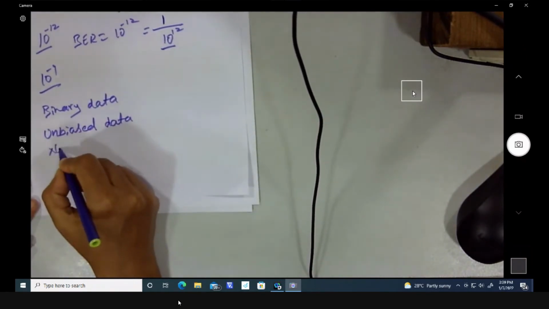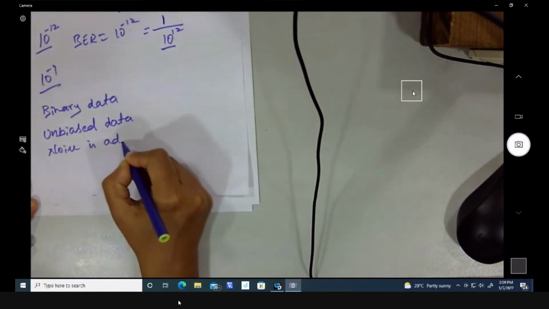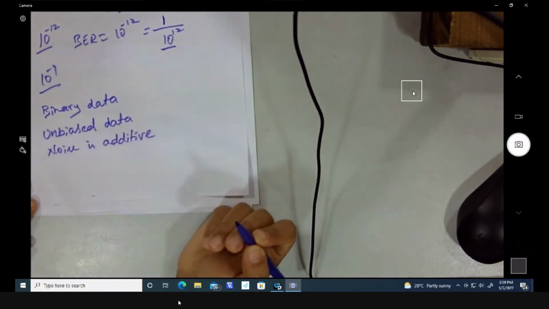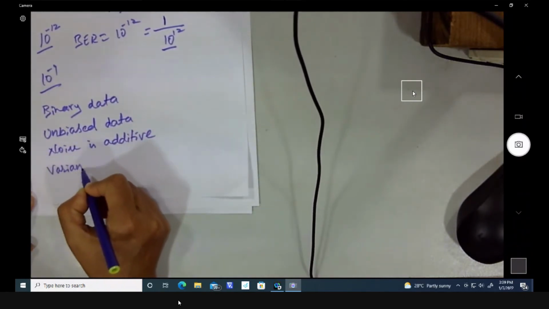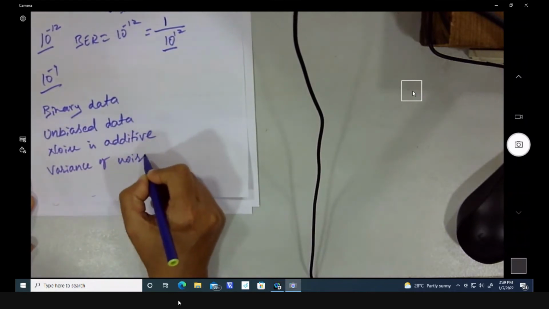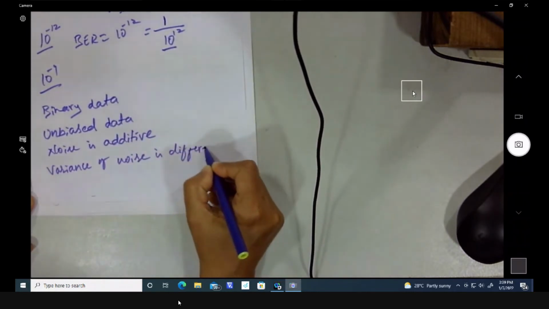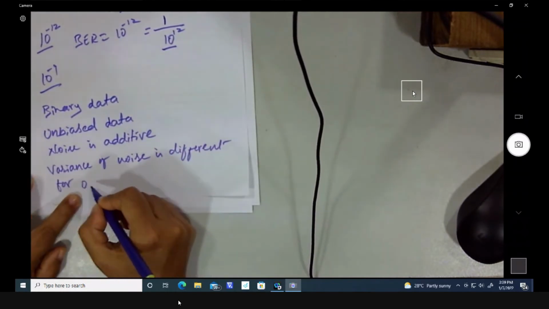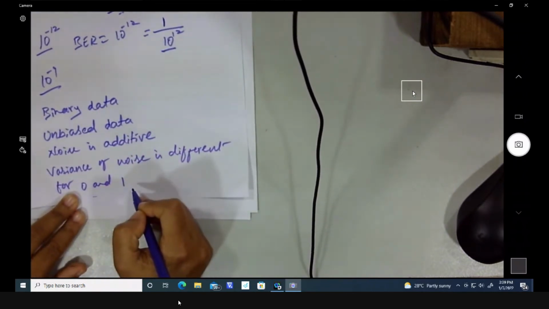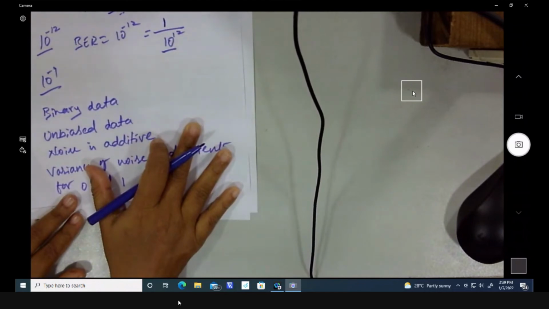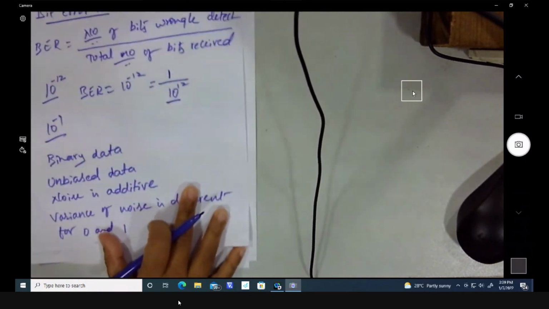And noise is additive in nature. Noise is additive. And then variance of noise is different for 0 and 1 bit. So for the 0 combination and the 1 combination, the variance of noise is different, is not the same. So these are the considerations we have to make to calculate the bit error rate. So now we'll see what the bit error rate formula is. What is the derivation of that?